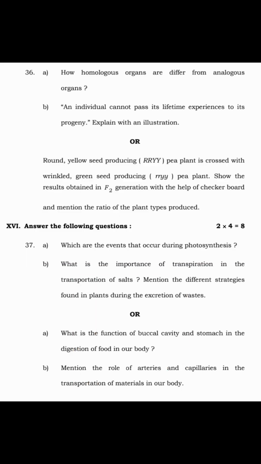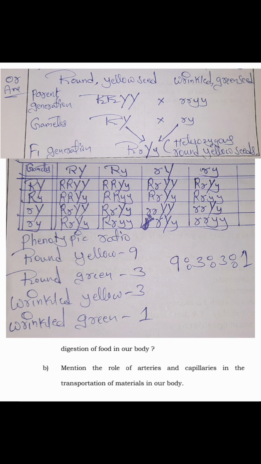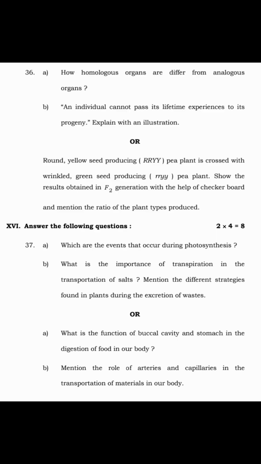Or question: A pure round yellow seeded, that is homozygous, pea plant is crossed with a wrinkled green seeded, that is homozygous, pea plant. Show the results obtained in the F2 generation with the help of a checkerboard and mention the ratio of plant types produced. Phenotypic ratio: round yellow 9, round green 3, wrinkled yellow 3, wrinkled green 1, that is 9:3:3:1.